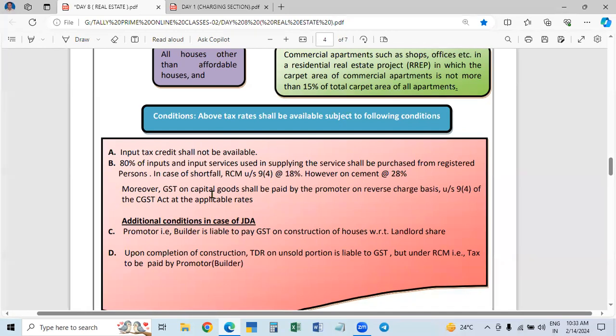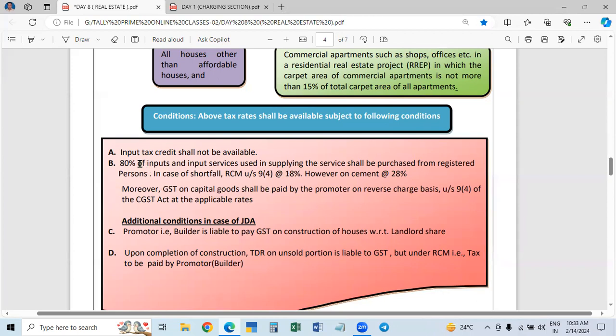he has to pay tax under RCM, because if you purchase, he will pay to the supplier, the registered person, and the registered person will pay to the government. You will get rebate, I mean ITC, only on 18% flats, not for others. But in this case, he has to pay tax; if purchasing from unregistered persons, in such case we won't pay any tax.